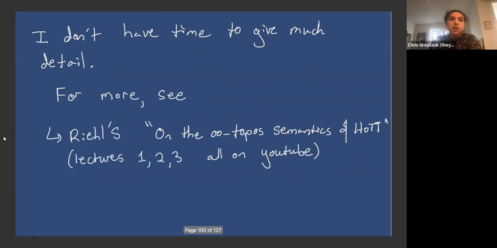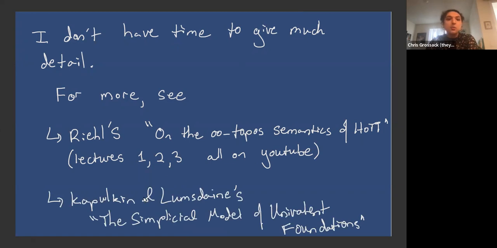nitty-gritty details. So Emily Riehl has this fantastic set of talks on the infinity topos semantics of HoTT. There are 3 lectures, all on YouTube. Lectures 1 and 2 are probably the most useful for being analogous to filling in details for what I'm talking about here. There's also a set of lecture notes for the same series, which is fantastic. And then we have this other paper of Kapulkin and Lumsdaine, which is, sorry, my thing is in the way, the simplicial model of univalent foundations, and that's after Voevodsky. So that's another fantastic paper, which does a fantastic job very concretely explaining what's happening here.